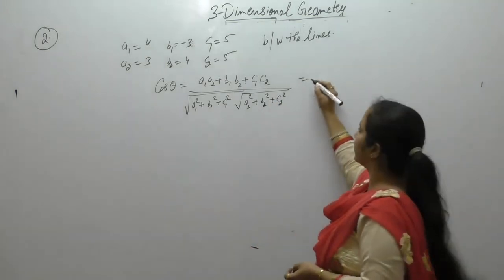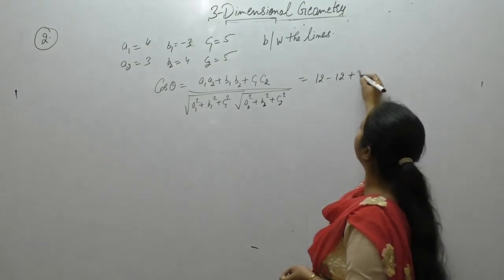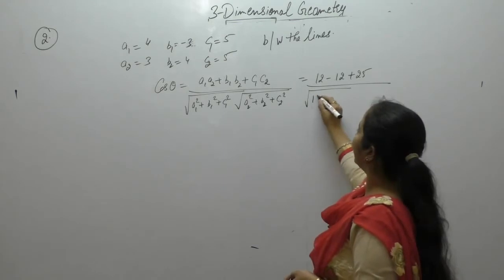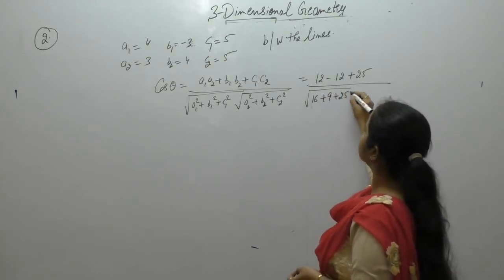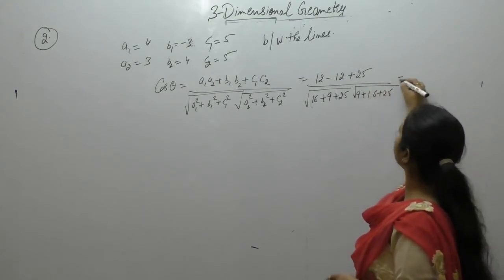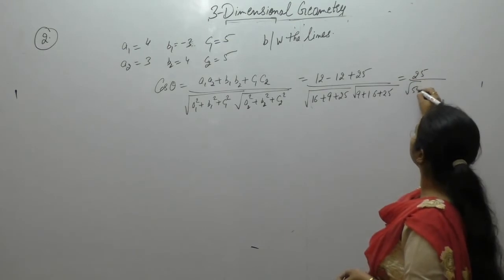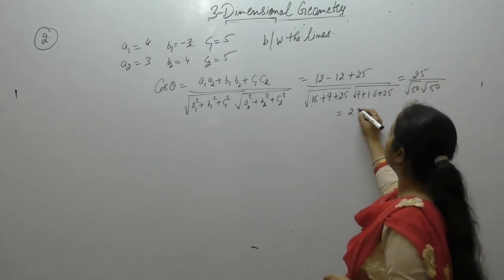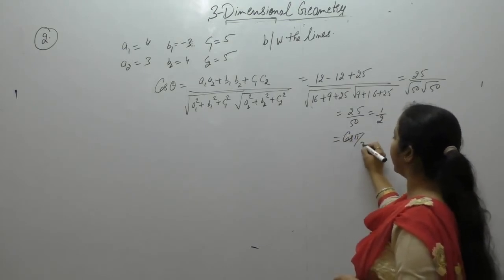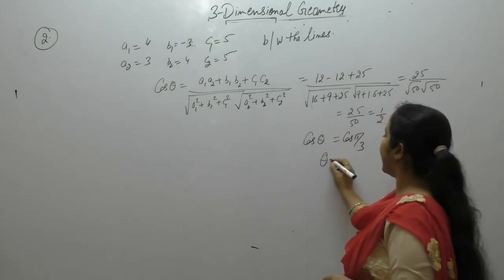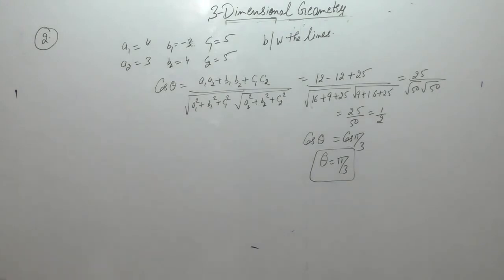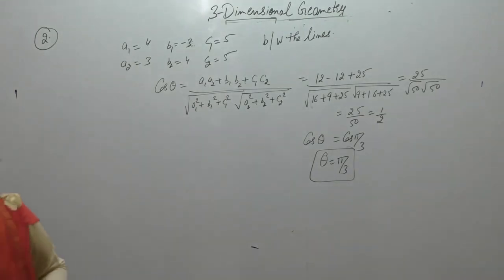a1 into a2: 4 into 3 minus 3 into 4 plus 5 into 5, upon 4 square 16 plus 3 square plus 5 square. Similarly for a2: 3 square, 4 square and 5 square. 25 upon square root of 50 times square root of 50. 25 by 50 is 1 by 2. 1 by 2 is the value of cos pi by 3. So we get theta as pi by 3. So the angle between the two lines is pi by 3.